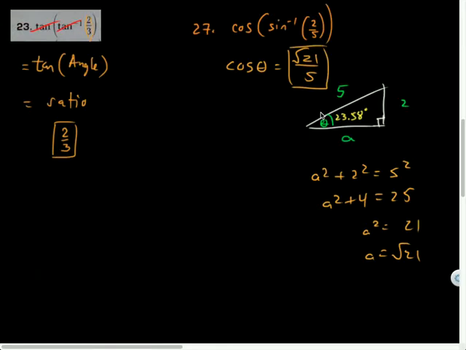And just realizing that sine inverse of the ratio is giving me an angle, cosine of that same angle, well, I would just need the other side of that triangle. So all sorts of good stuff there.